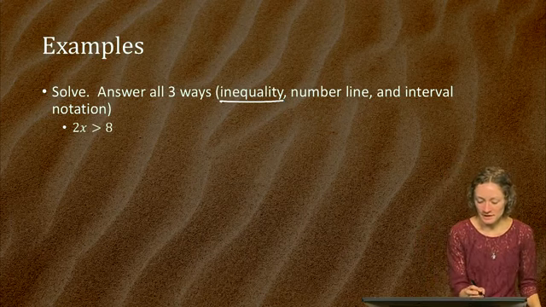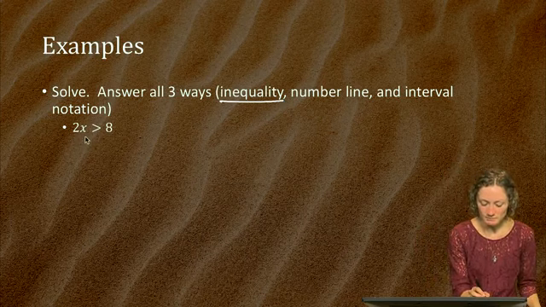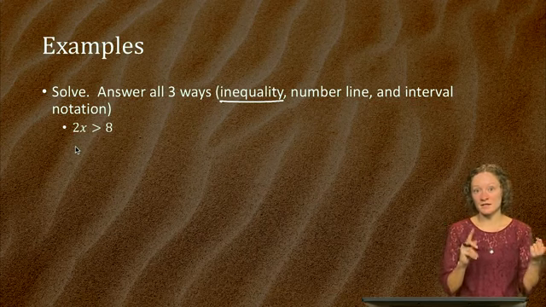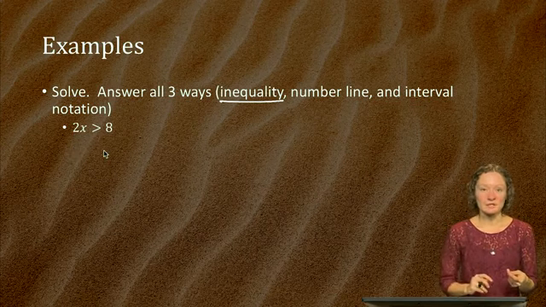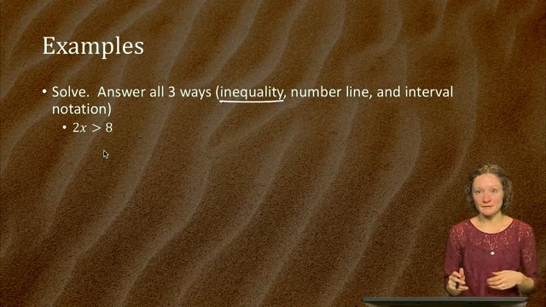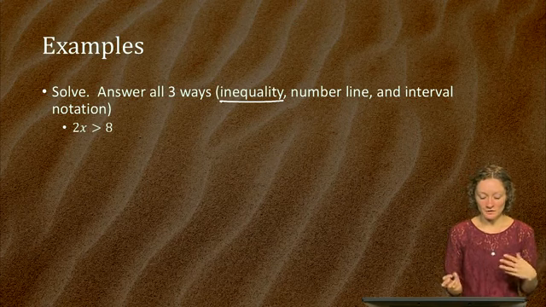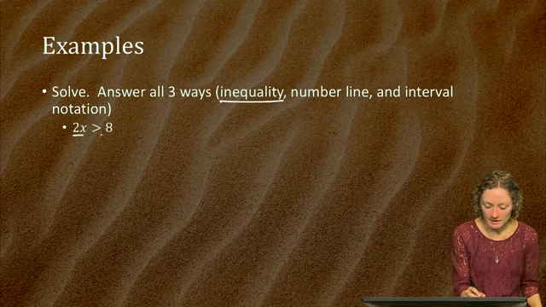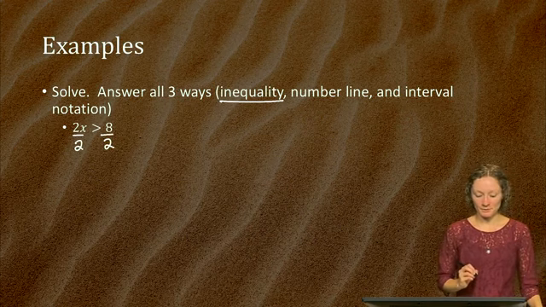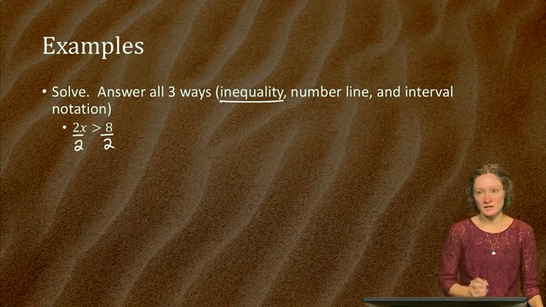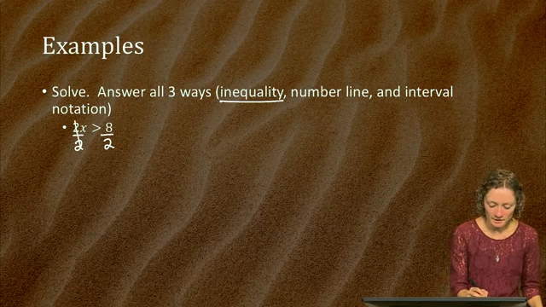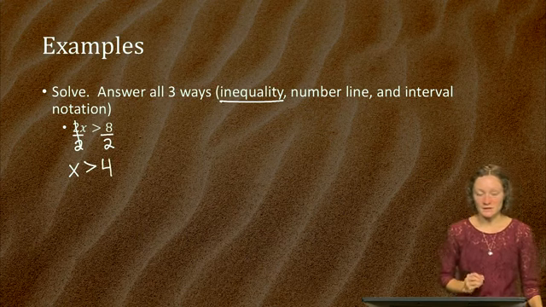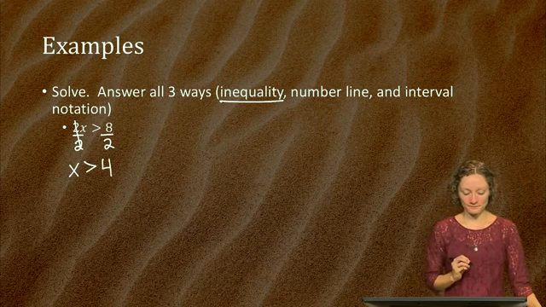So to solve the inequality first, follow those equation solving steps. Distribute, can't distribute. Combine like terms, nothing to combine. Add or subtract things to both sides, and finally, multiply or divide. Undo the operations on the variable. We have multiplication, so we divide. Divide both sides by 2, and we get that x is greater than 4.